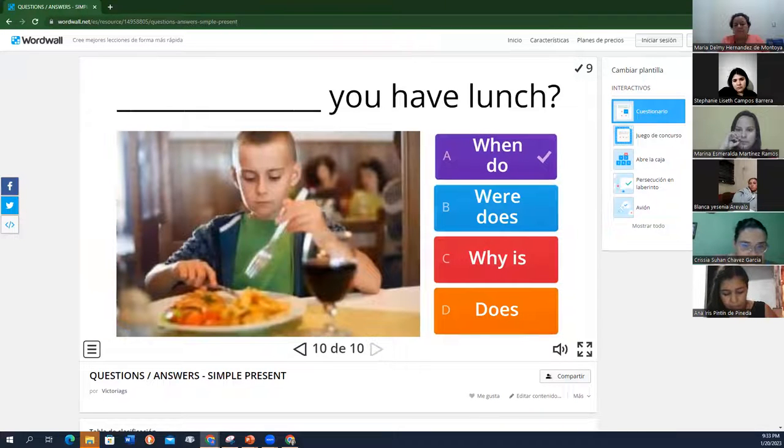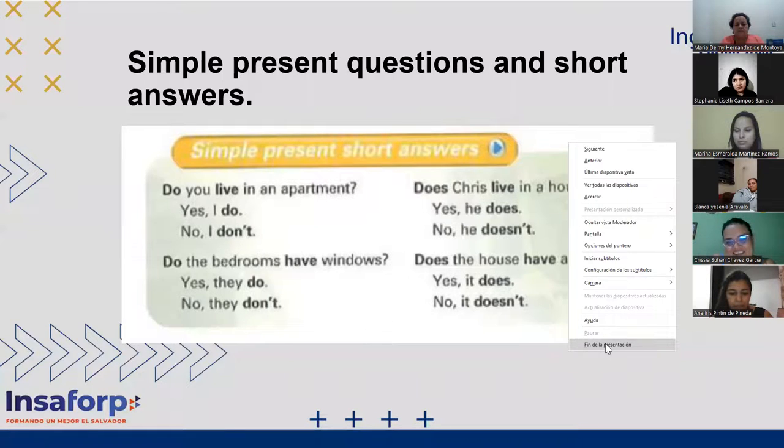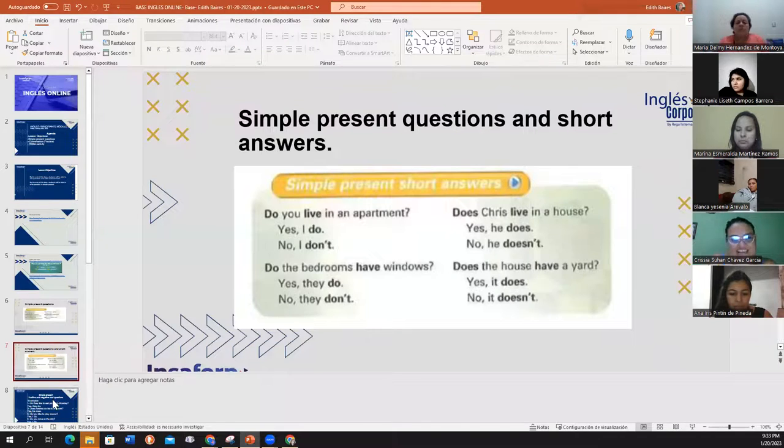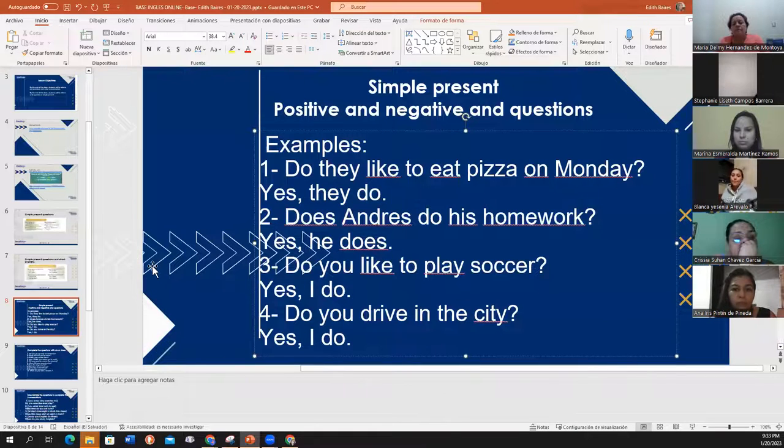Ahora sienten que está un poco más fácil. Yes, muy bien. I like it. Me gusta escuchar eso. Okay, now I need more examples. Estos ejemplos los hice con el otro grupo de 8 a 9. I'm going to read that, pero vamos a hacer otros ejemplos.